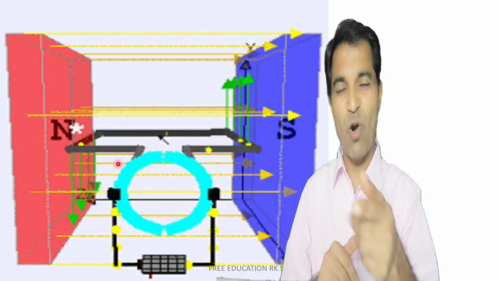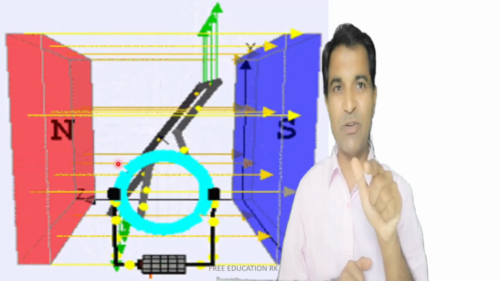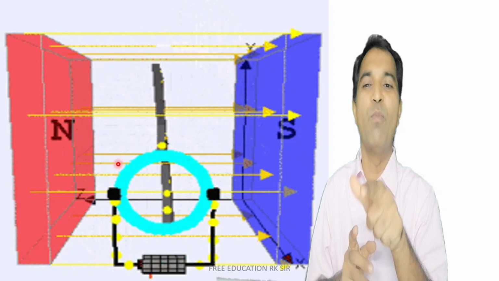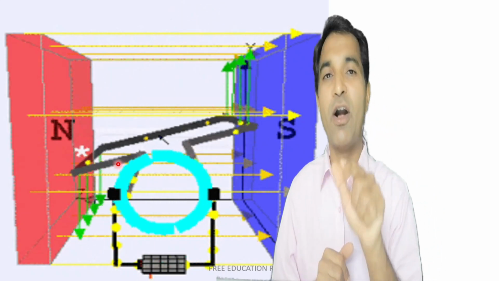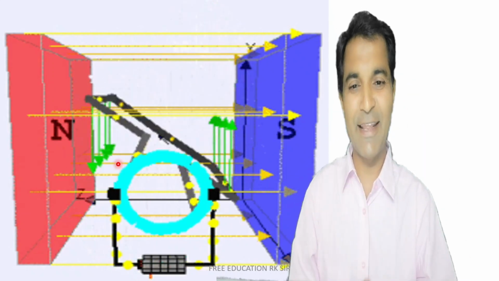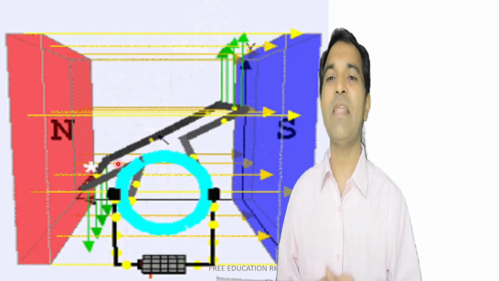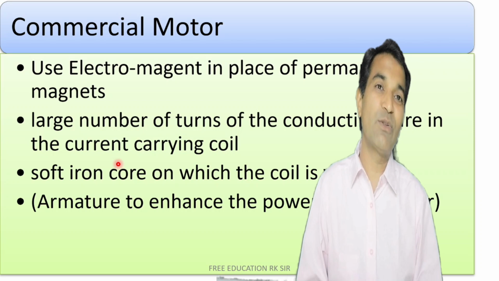I have kept it just opposite to what I had given as an example, so that you can try by your own and verify the direction of movement of this current carrying conductor or current carrying coil. Just try to do this example by your own. So now let us talk about the commercial motor.